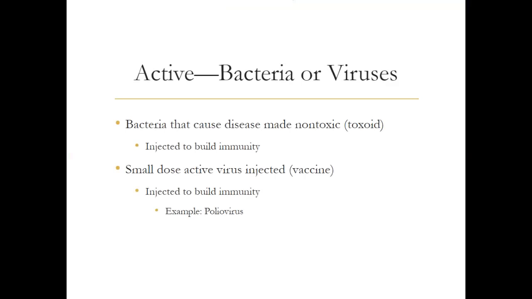Active immunizations can be toxoids or vaccines. Toxoids are bacteria that have been made non-toxic. Vaccines are viruses that are given in small doses and cause an immune response. Bacteria that causes disease may be made non-toxic, or toxoid, and it's injected to build immunity.